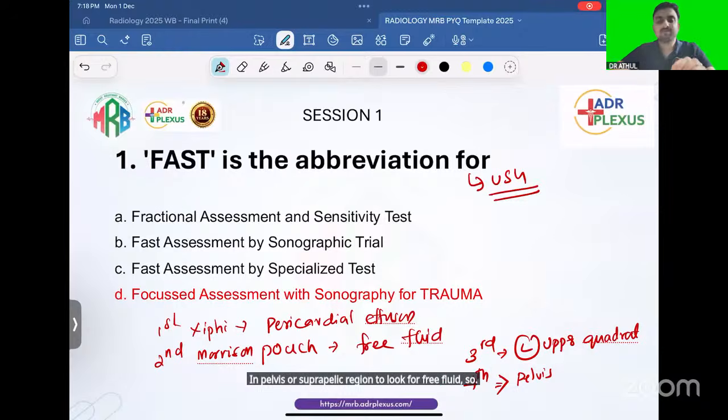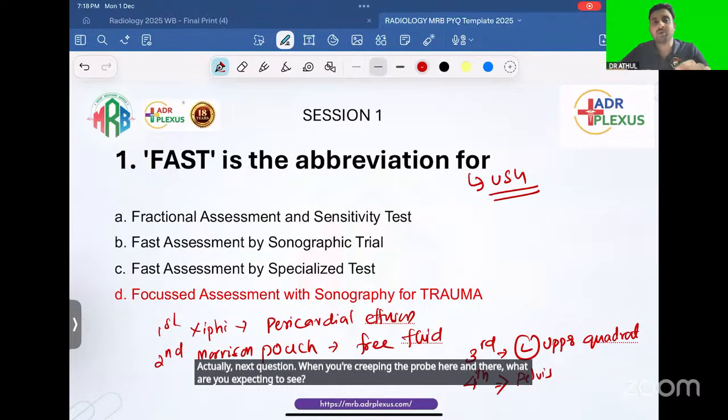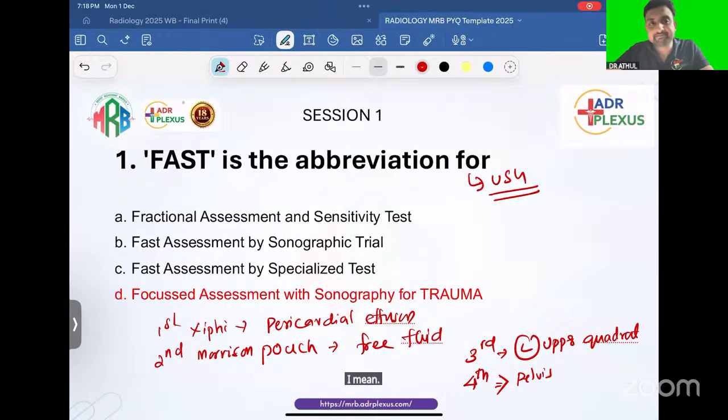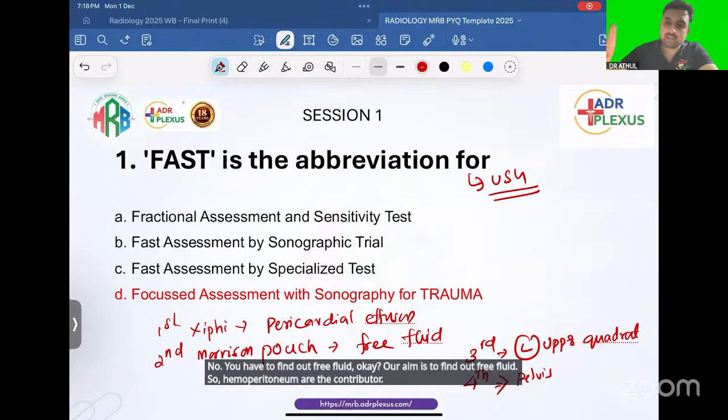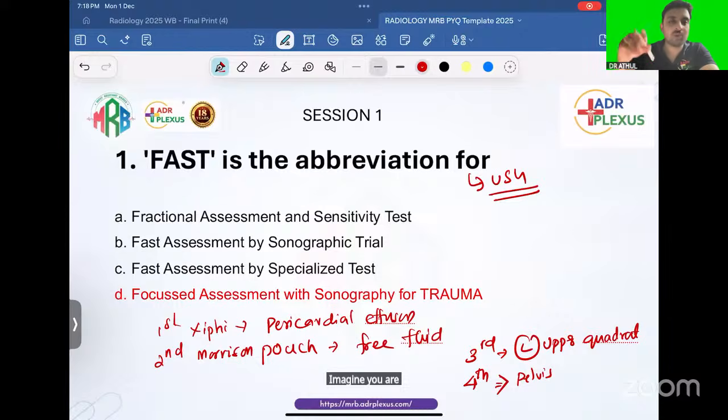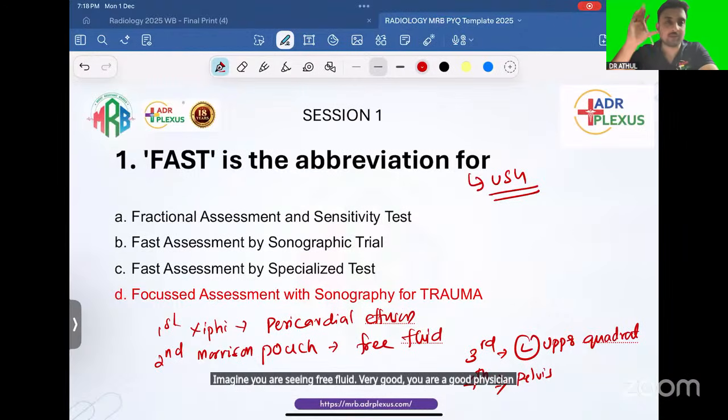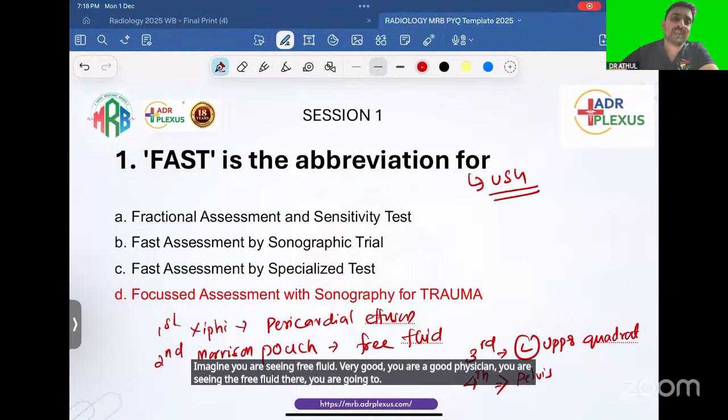So actually, next question. When you are moving the probe here and there, what are you expecting to see? Appendix, renal calculi? No. You have to find out free fluid. Our aim is to find out free fluid. So hemoperitoneum. Imagine you are seeing free fluid. Very good. You are a good physician. You are seeing the free fluid there. You are going to save the life.